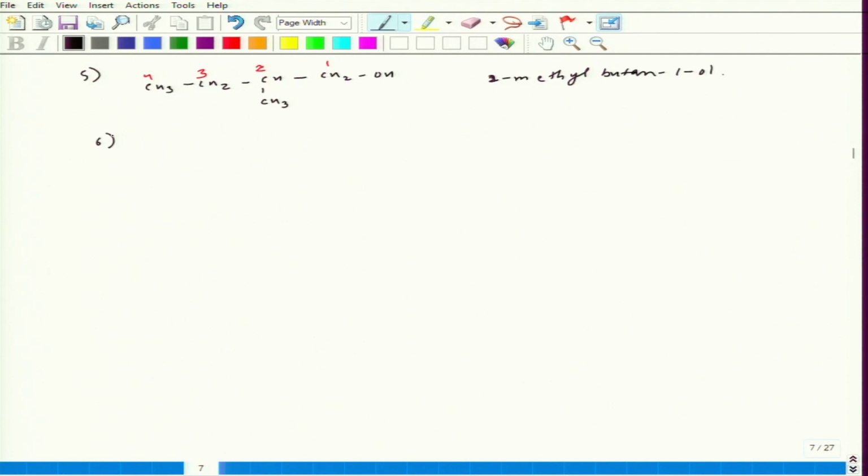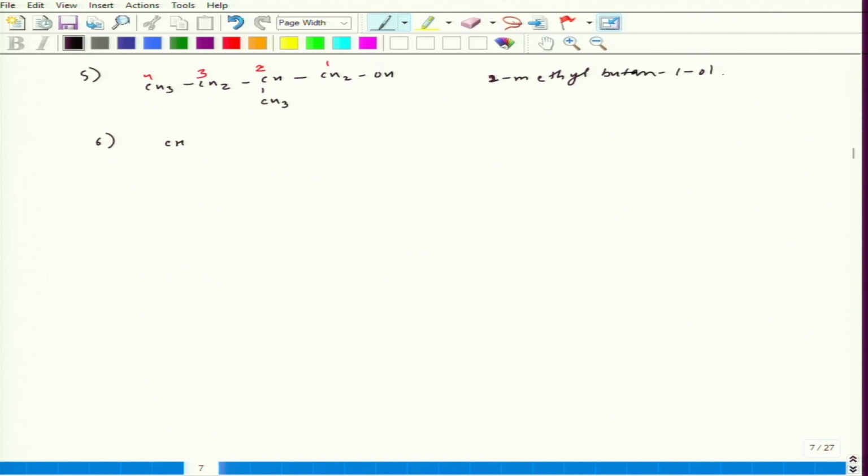Okay. So what other possibility? So till now I have changed the position of the CH3. Earlier I changed the position of the OH group, then I changed the position of the CH3 group, by making the 5 possible combinations of this.